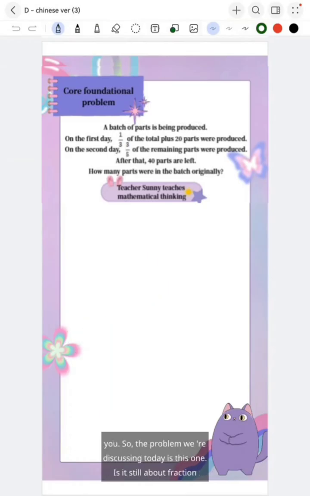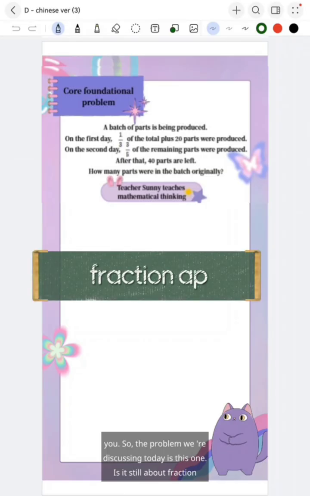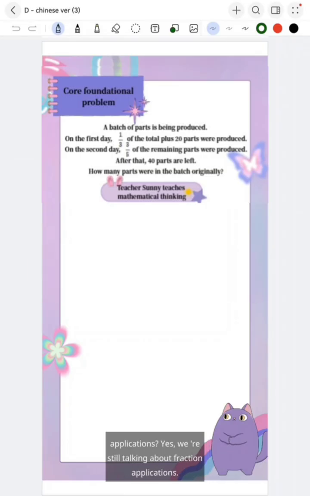So, the problem we're discussing today is this one. Is it still about fraction applications? Yes, we're still talking about fraction applications.